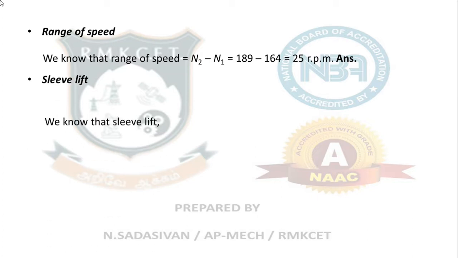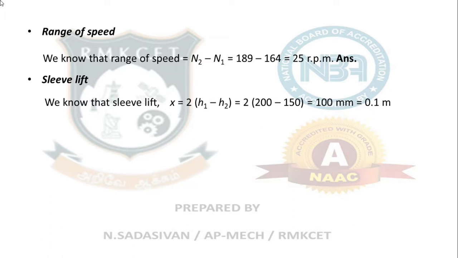Clear? So sleeve lift x is equal to 2 into (h1 minus h2). Why am I writing like this? If you consider a Porter governor, whatever increase in the sleeve lift is equally divided between the height of the two triangles. So if you move up by 5 millimeter, this triangle will reduce height by 2.5, and again this will reduce height by 2.5. Whatever your sleeve lift is, half of that will be divided for each symmetric triangle. Therefore, x is equal to 2 into the difference between the two heights. So 2 into (200 minus 150), which is 0.1 meter, is the sleeve lift.